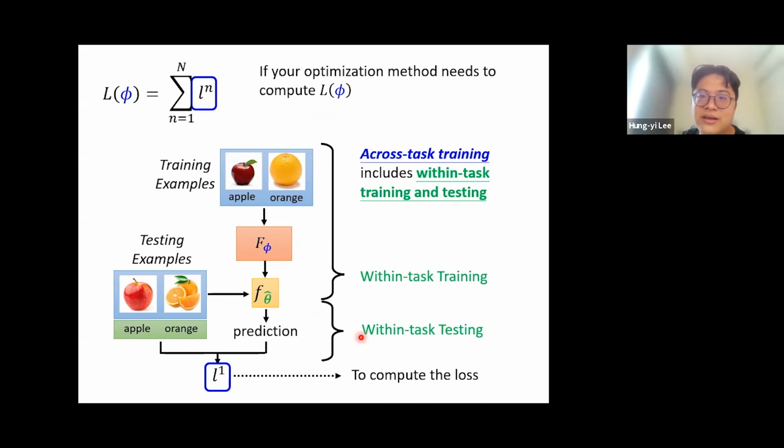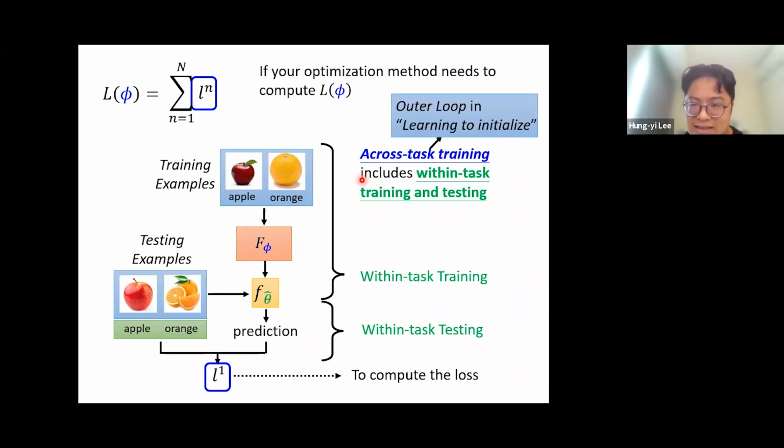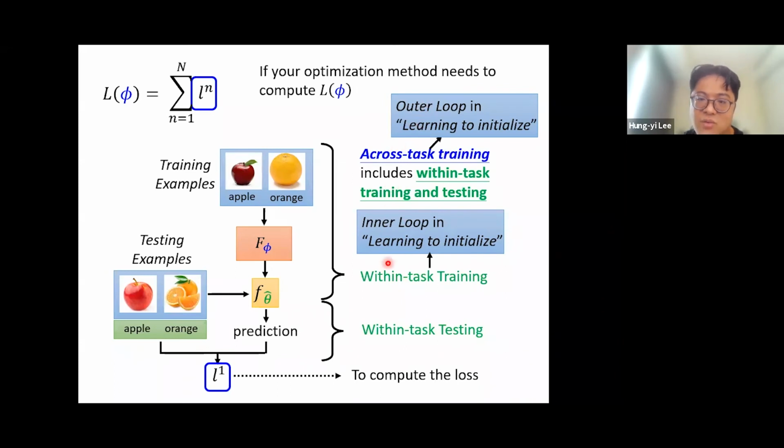And usually in your optimization algorithm, you have to compute this capital L many times. And so in a cross-task training, we need to do within task training and within task testing several times. In some literature, the cross-task training will be called the outer loop, and the within task training will be called the inner loop. This is because in one outer loop, in a cross-task training, you need to do within task training many times. So within task training is a smaller training in a bigger training.